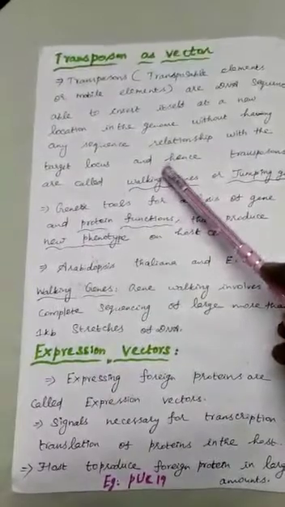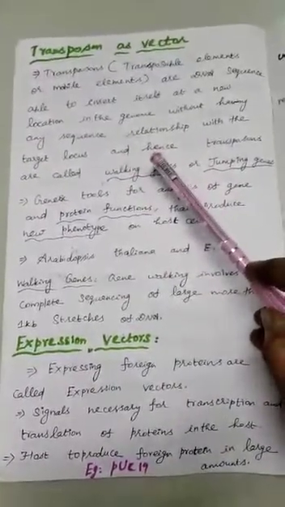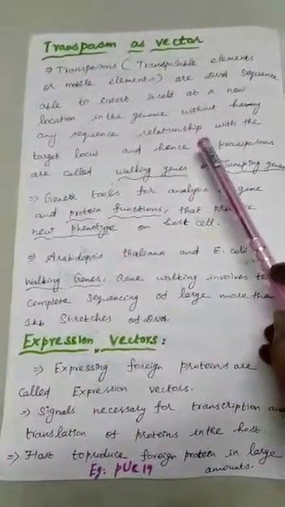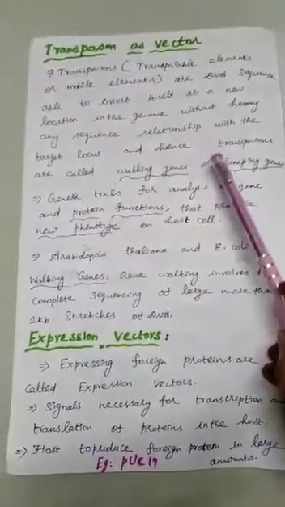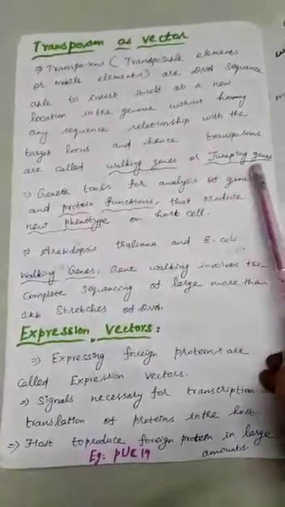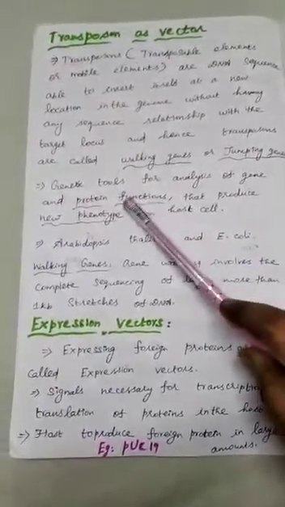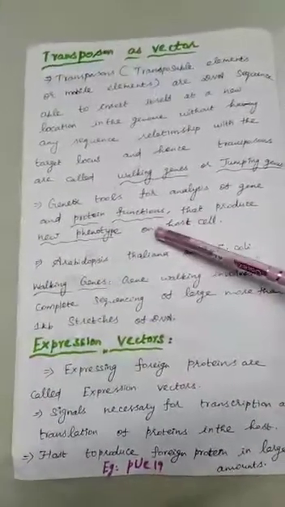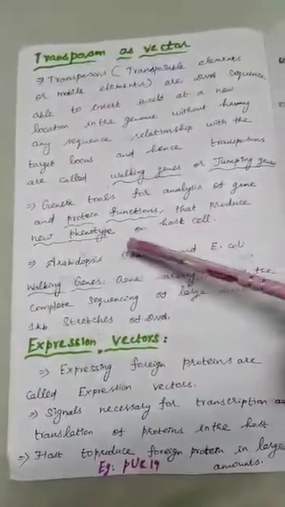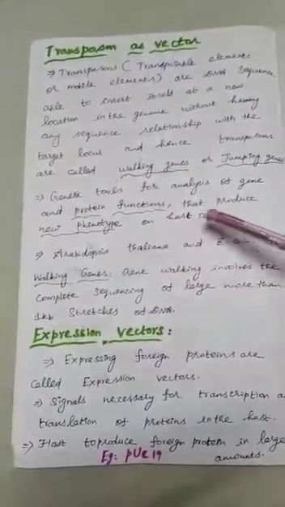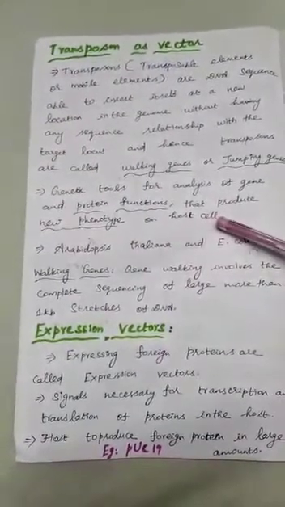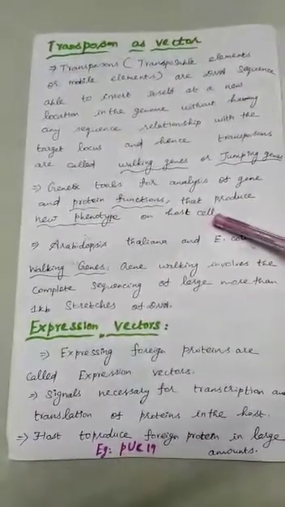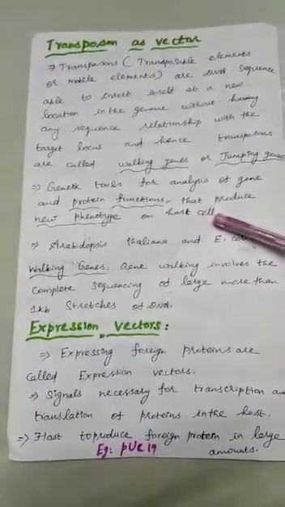Okay. So they can come easily to any place, and the transposon jumps and integrates with the DNA sequence. That is known as walking genes or jumping genes. It is one of the genetic tools for analysis of gene and protein functions that produce new phenotypes in the host cell. Transpositions are mainly involved in mutations and also produce new evolution.